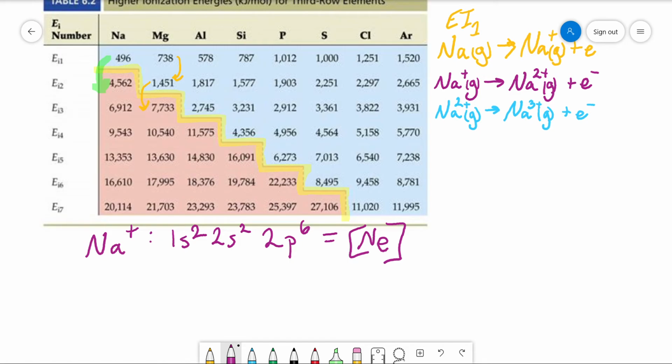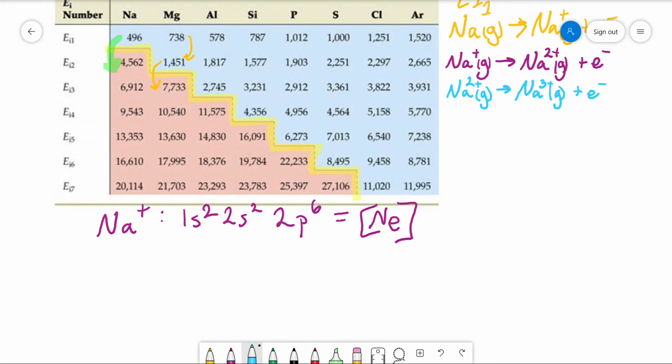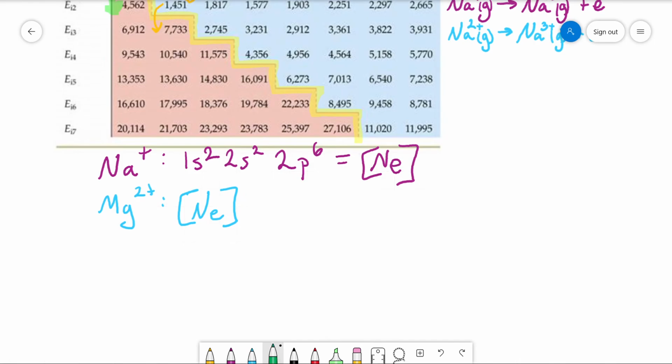Okay. And what is the electron configuration for a magnesium ion, Mg2+, because that's the most stable ion that it forms, and that's where we see that big jump? Well, simply, it's neon. And what is the electron configuration for aluminum ion, Al3+? That is neon.